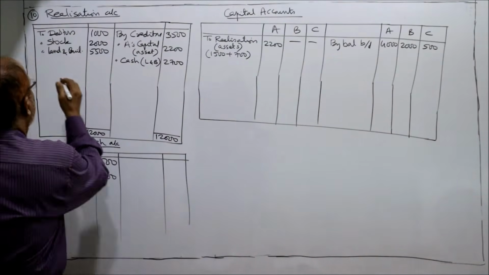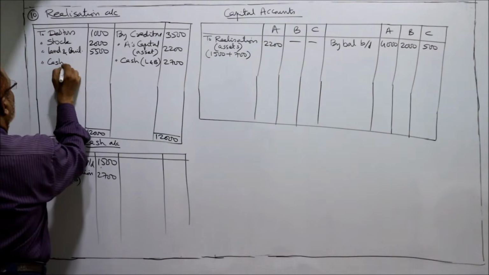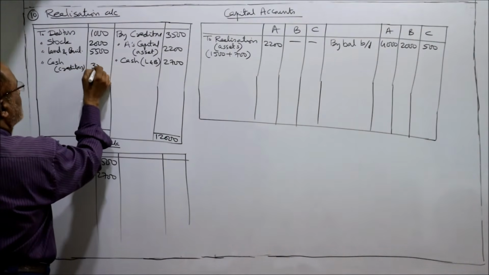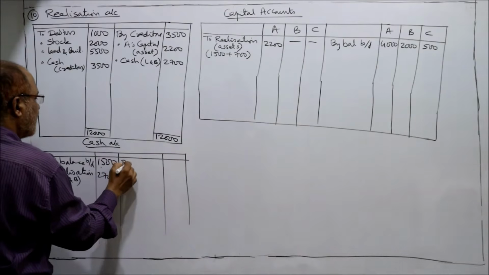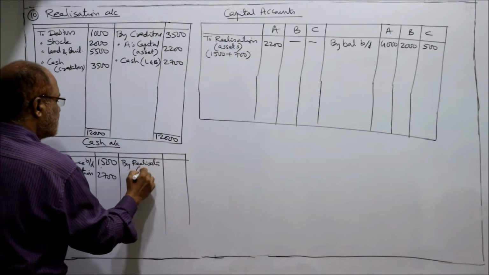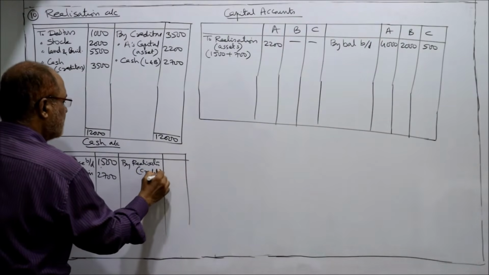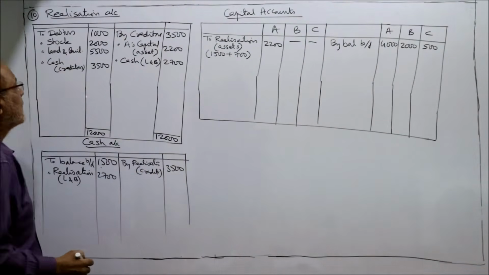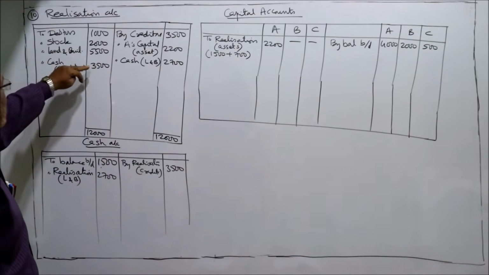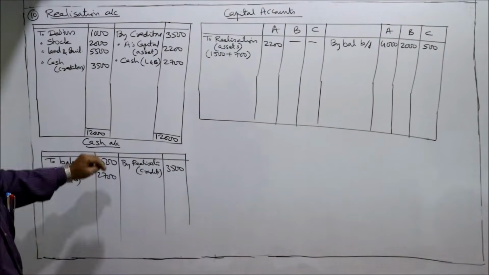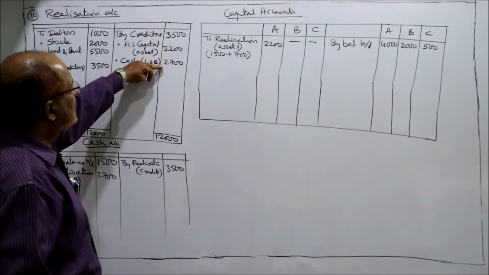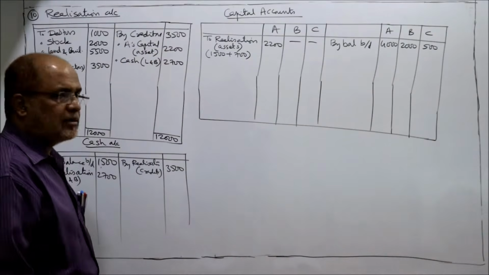So realization account debtor to cash. Creditors are paid. We have not passed this entry. 3,500 by realization. Creditors are paid 3,500. So 4 items are there. So 5, 6, 7, 8, 9, 10, 11, 12. 12,000 rupees is on debit side. Now credit side only 3, 4, 5, 6, 7, 8,400.